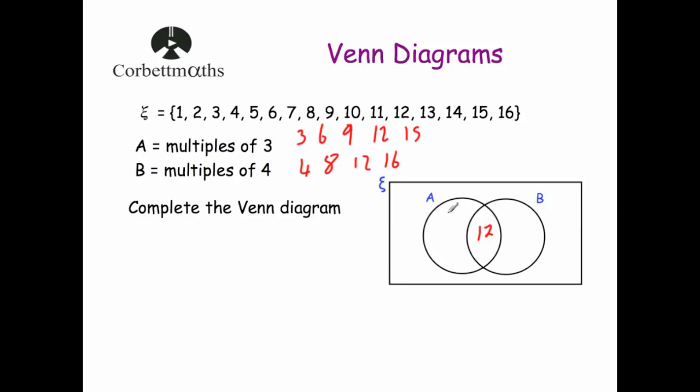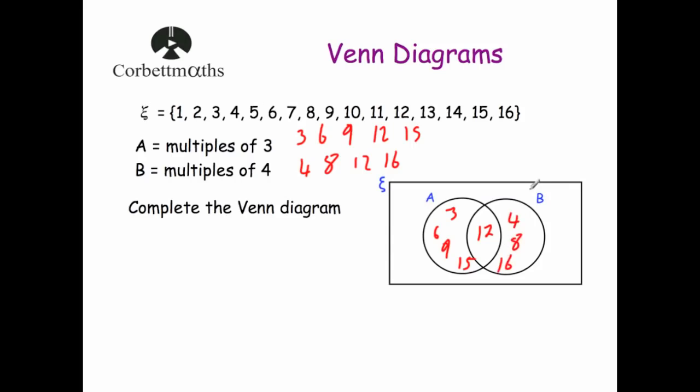This section here would be anything that's just in A but not in B, okay? So anything else that is a multiple of 3. So let's put our 3, our 6, our 9 and our 15 in there. Okay, this section here, that would be anything that's a multiple of 4 but it's not a multiple of 3. So that would be the rest of the multiples of 4. So that would be 4, 8 and 16.